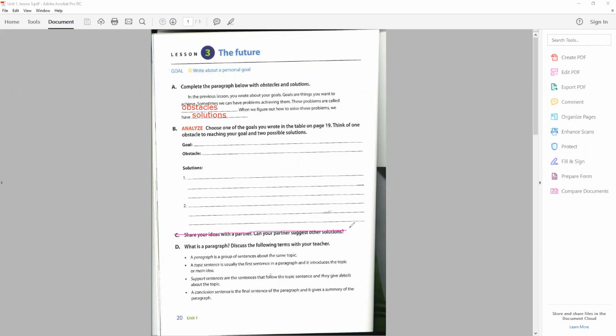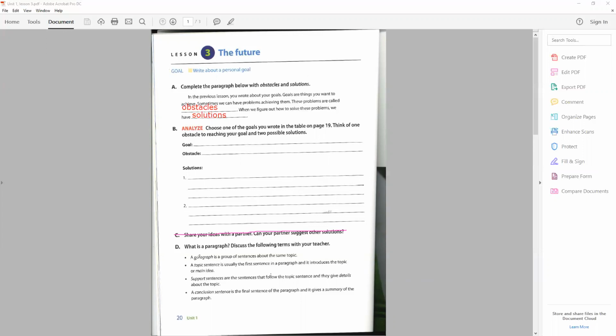Now let's look at D. It says, what is a paragraph? Discuss the following terms with your teacher. A paragraph is a group of sentences about the same topic. A topic sentence is usually the first sentence in a paragraph, and it introduces the topic or the main idea. Okay, so support sentences are the sentences that follow the topic sentence, and they give detail about the topic. A conclusion sentence is the final sentence of the paragraph, and it gives a summary of the paragraph.